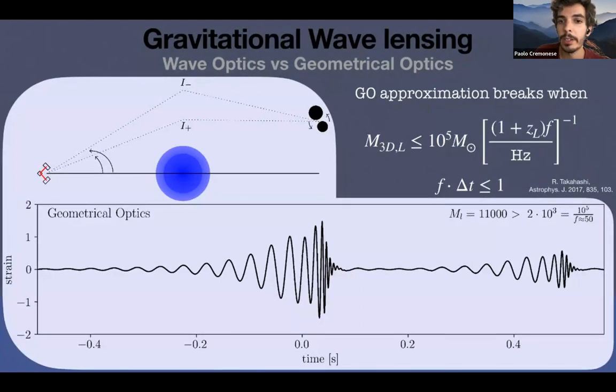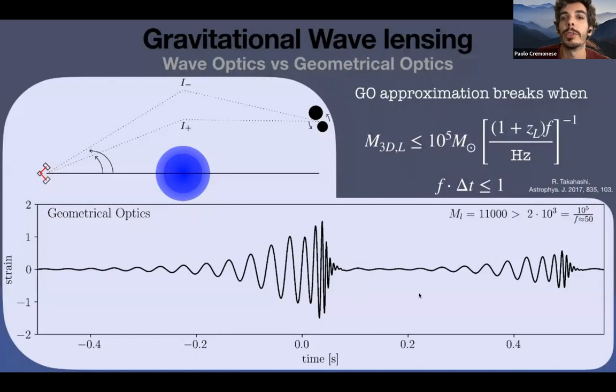I'm going to show a little animation here to see more intuitively what this means. We begin in a strong lensing, that is the geometrical optics configuration, as we have two distinct images of the gravitational wave event.